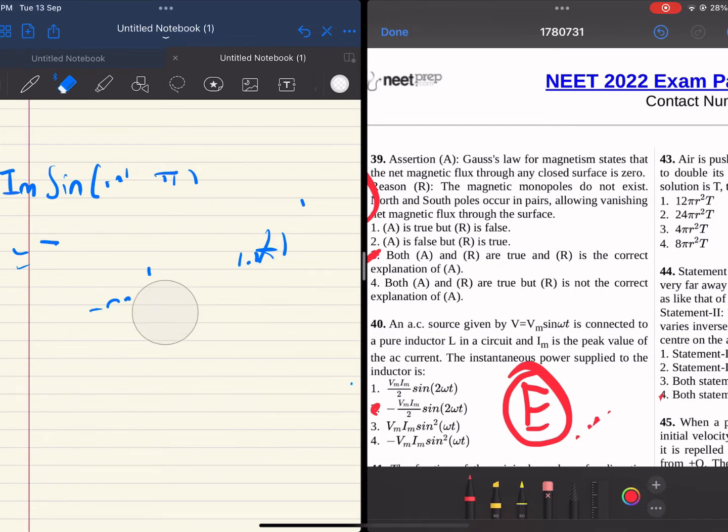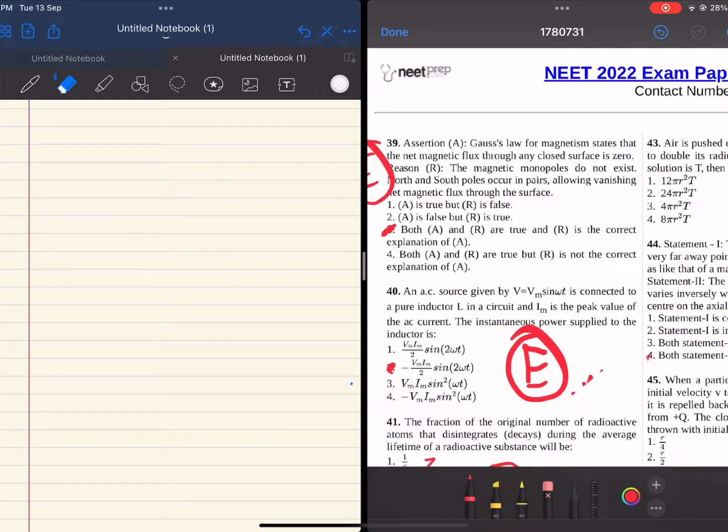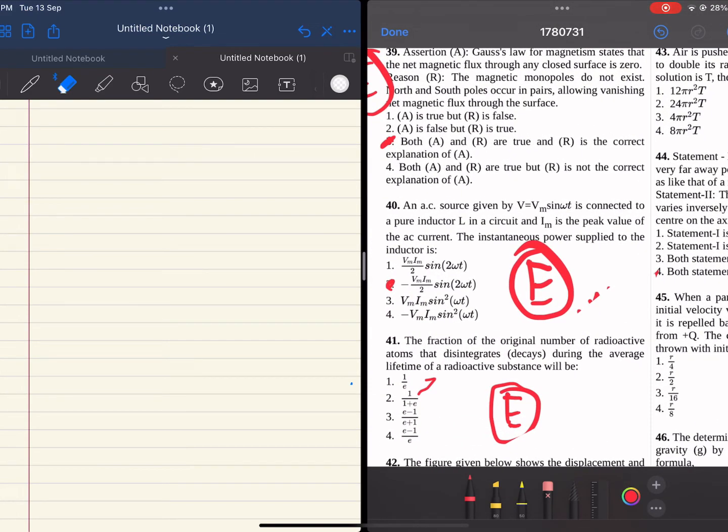Now moving on to the 41st question. The fraction of the original number of radioactive atoms that disintegrates during the average lifetime of the substance. The average lifetime of a substance is the time in which the original number of radioactive atoms becomes the initial number divided by e, the exponent. Initially, let's say the number of radioactive atoms was n0, then finally it will be n0 by e. So the number of atoms that have disintegrated is n0 into 1 minus 1 by e.